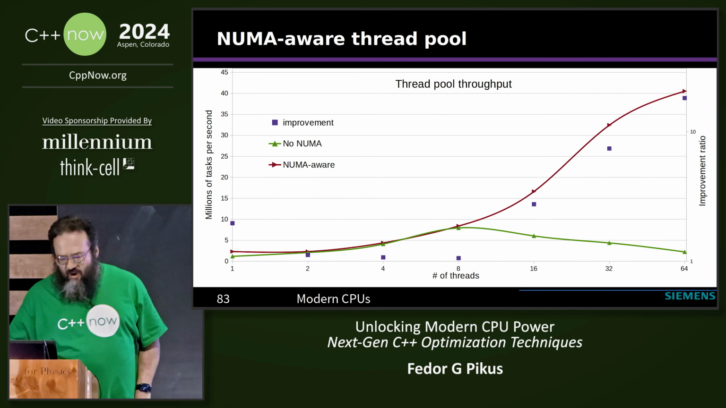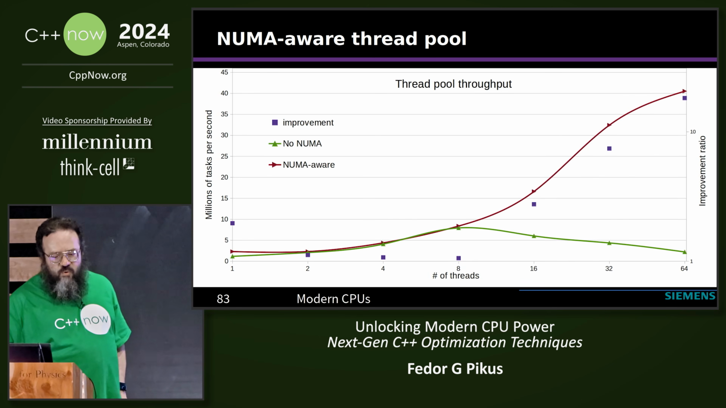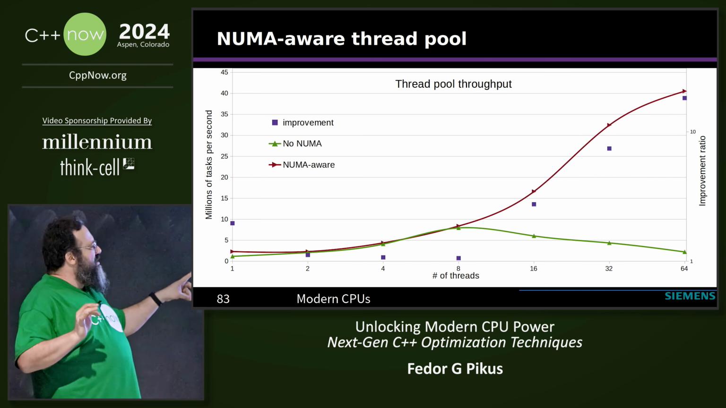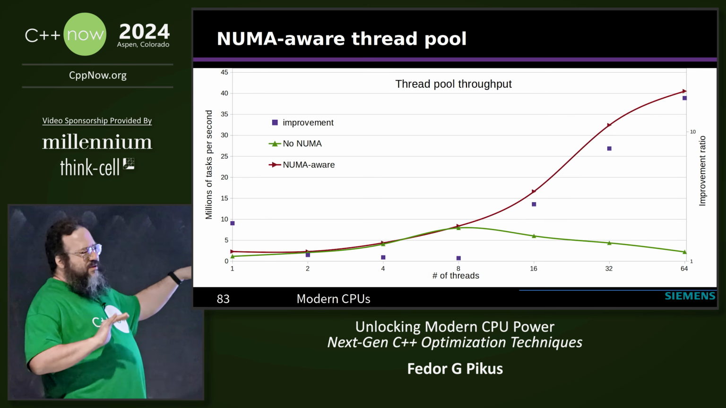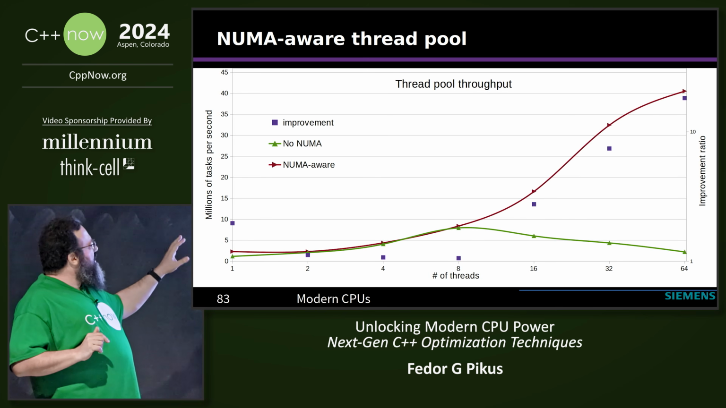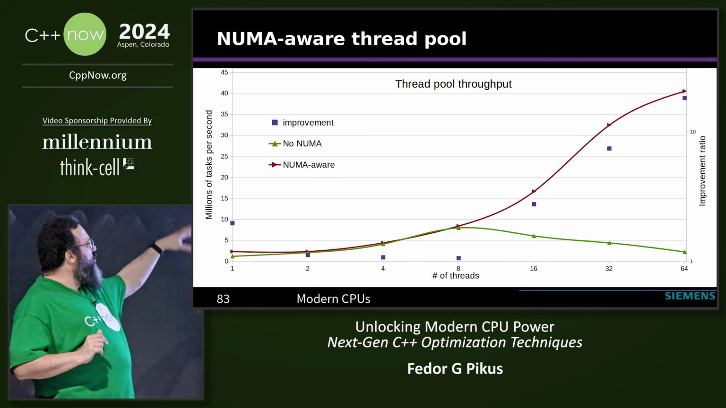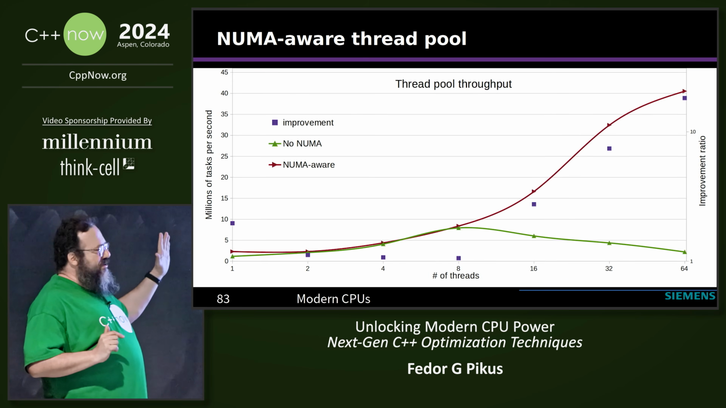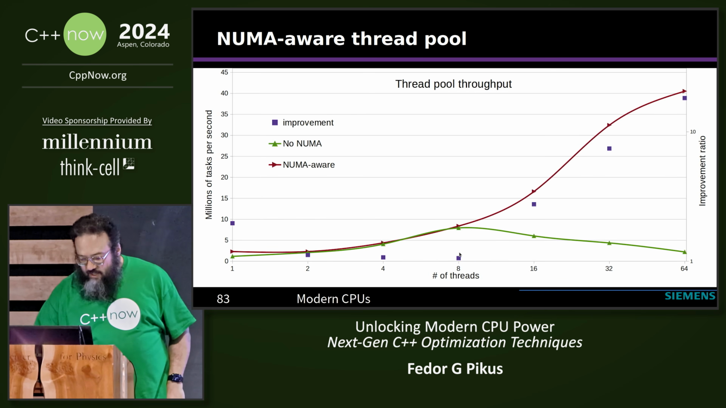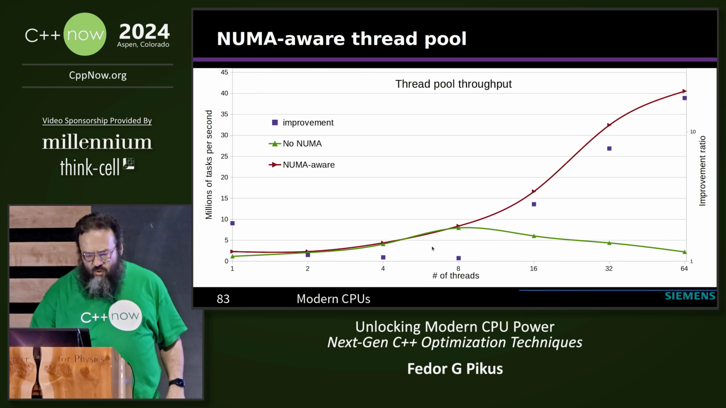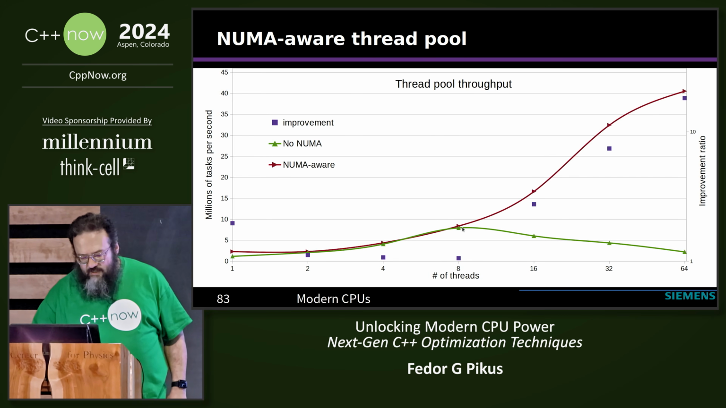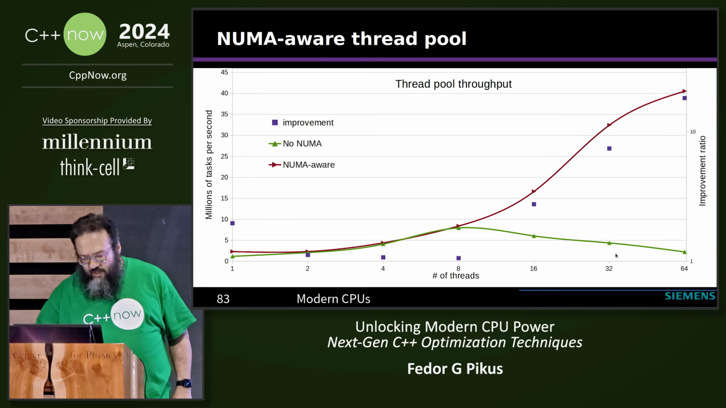Okay, all of this put together, here is the end result. Thread pool throughput: the task I'm running on the thread pool is very simple, very small, basically an empty task, just an increment. So it's basically the throughput of the pool itself, millions of tasks per second, as a function of the number of threads, with 2 NUMA nodes, 32 cores per node. No NUMA awareness looks like this, and then it starts to slow down.